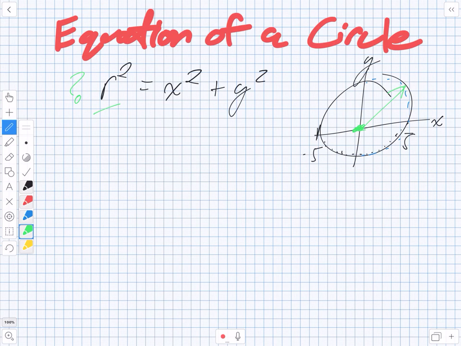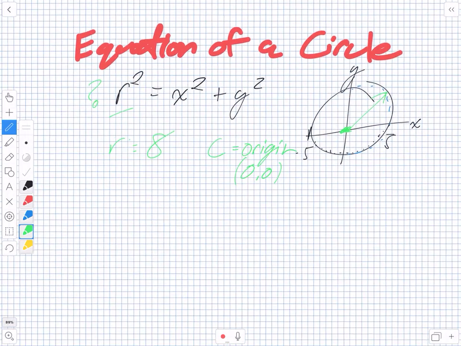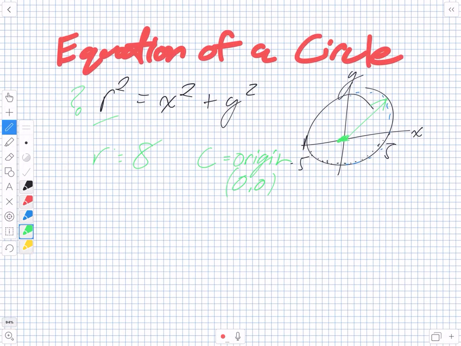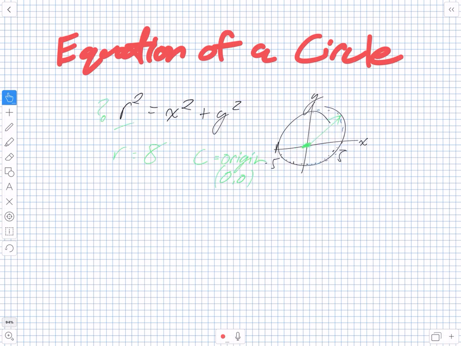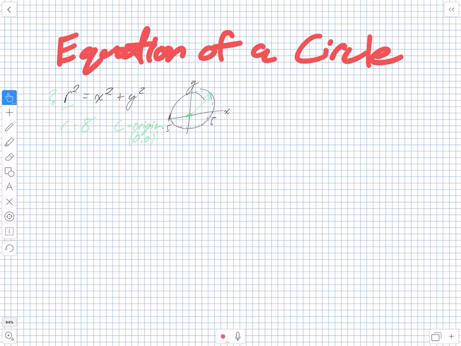Let's say someone says the radius of a circle is equal to 8. And the circle center is at what they call the origin. That's right. It's also known as (0, 0) on the Cartesian plane. So let's put that information over here. We are going to calculate this.